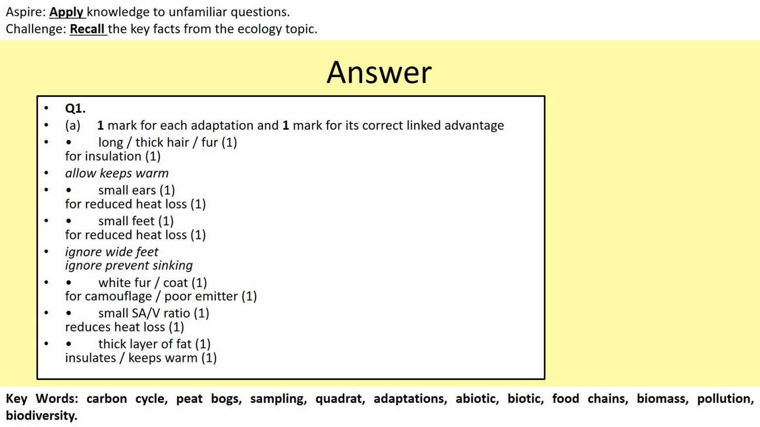White coat for camouflage or poor emitter. Small surface area to volume ratio, that's a key one. Small surface area to volume ratio means that you reduce heat loss. If you have a large surface area compared to your volume, then you increase your heat loss. So things like elephants, if you think about elephants having big, massive ears, that's to increase their surface area compared to their volume, which means they get rid of more of the heat. But animals in the Arctic will usually have a small surface area compared to their volume. So therefore they reduce their heat loss. And then you can always have the thick layer of fat, which insulates or keeps it warm.